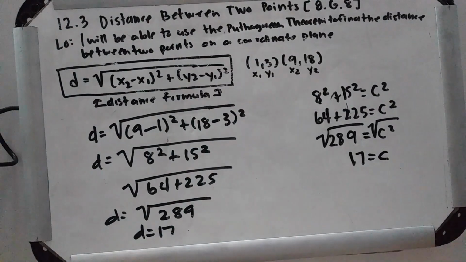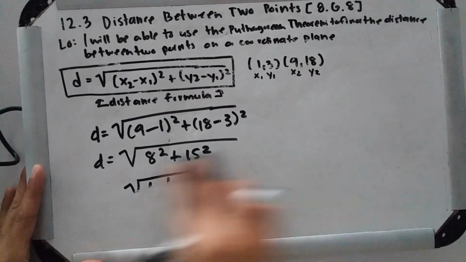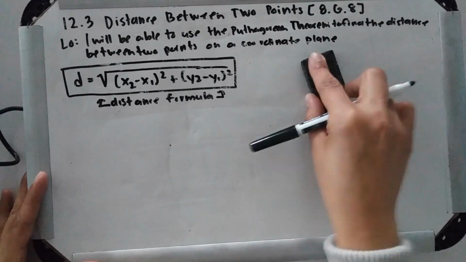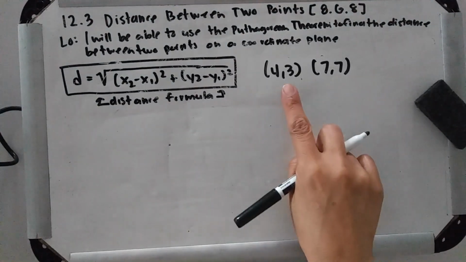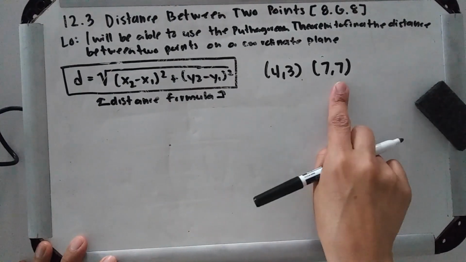Let me go ahead and give you one to do. So go ahead and find the distance between these 2 points, 4,3 and 7,7.